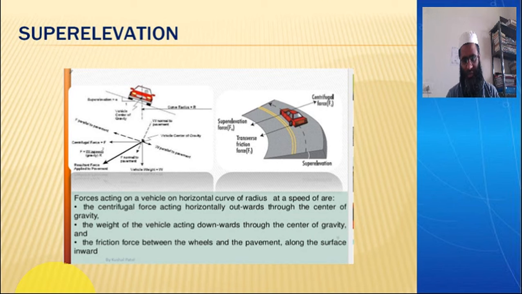So in order to avoid this, the outer surface of the road is raised with reference to the inner surface of the road, so that the complete surface of the tire is in contact with the road surface. Once it is in complete contact with the road surface, the centrifugal force will not come into play. Even if it acts, it will be counteracted by the contact surface of the tire.